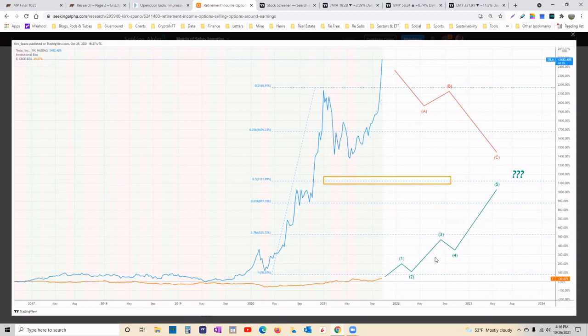And this isn't time frame dependent. I mean, maybe this is supposed to be 2025. I just didn't feel like dragging the chart out that far.